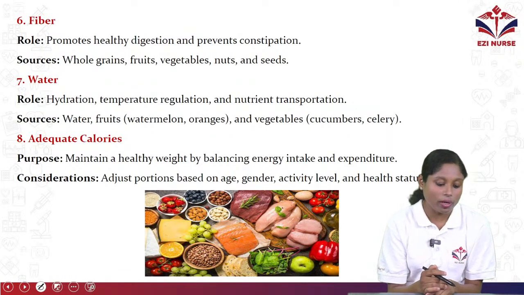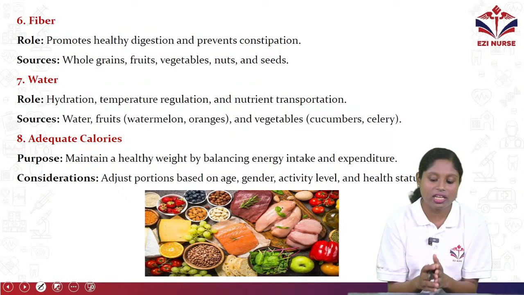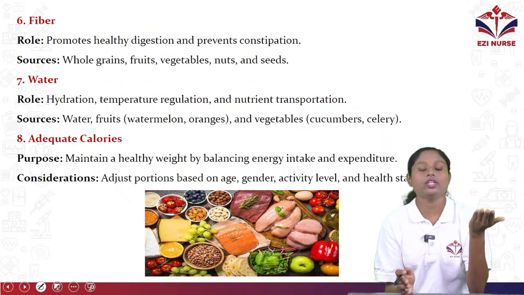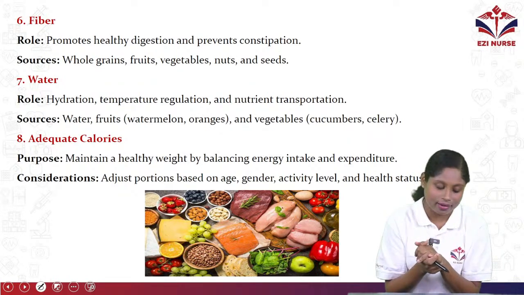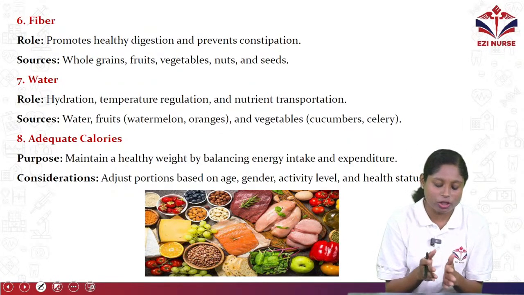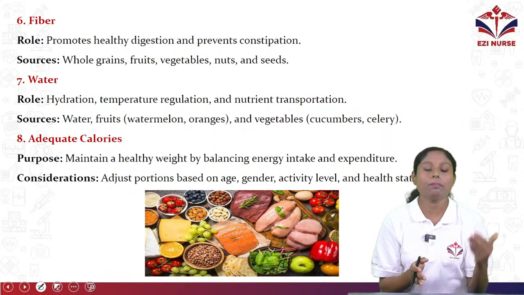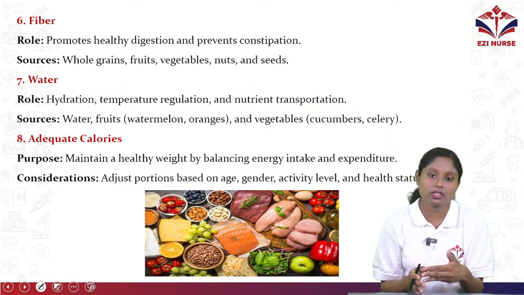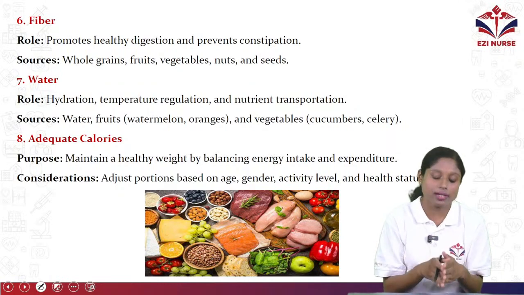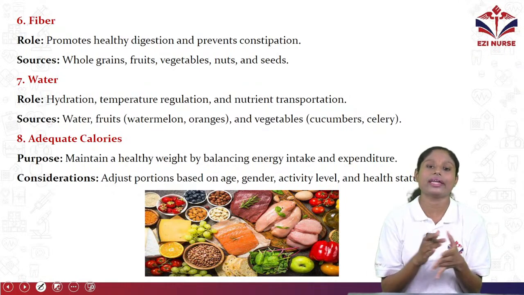Now coming to adequate calories. So what is the purpose of adequate calories? To maintain a healthy weight by balancing energy intake and expenditure. So the energy intake and the energy expenditure should be balanced. So that is the purpose of adequate calories. For consideration, adjust portions based on age, gender, activity level and health status. So how should the balanced diet be? It should be based on the individual. Like if a 5-year-old boy is there, his balanced diet will be very different compared to an adult of 25 years old. So that is the difference. So we need to consider the age, gender, activity level and also health status of the individual while planning the balanced diet.